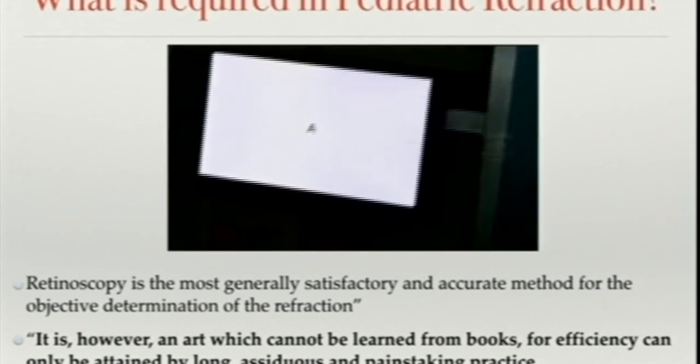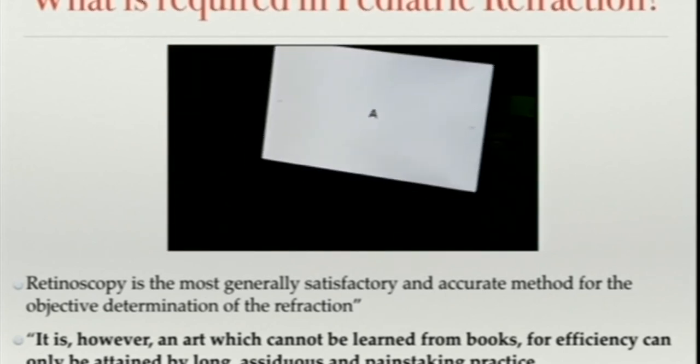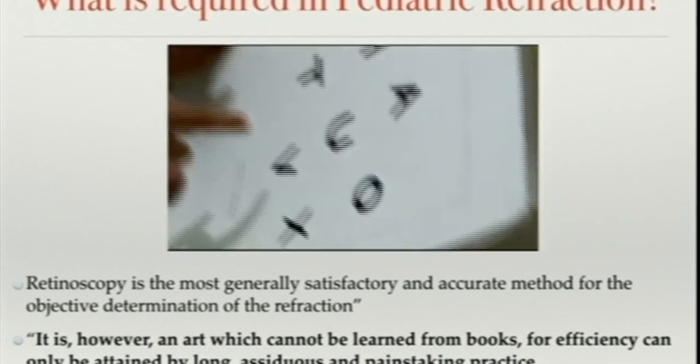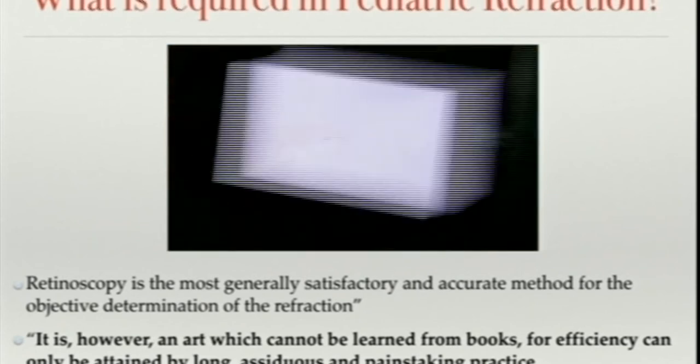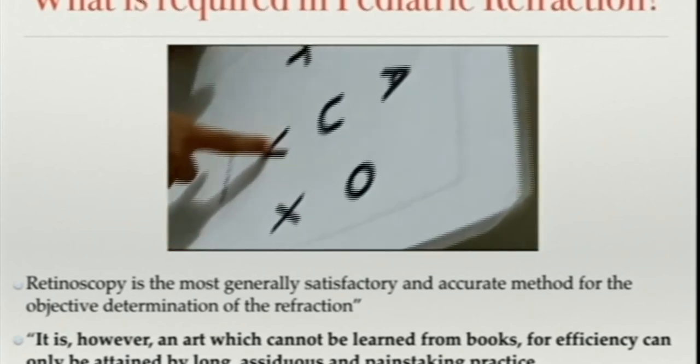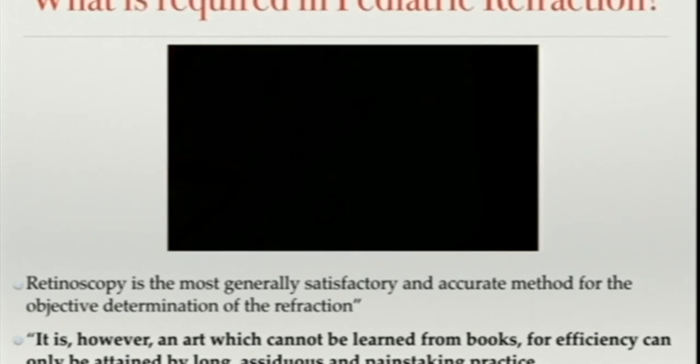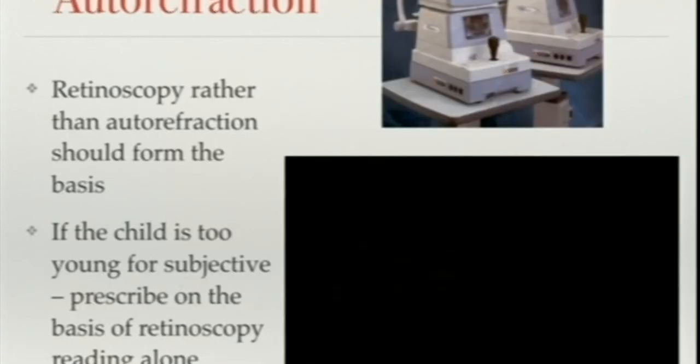Retinoscopy is done, and if you are able to get a subjective, this is a matching HOTV card. You can see that the child is looking at the distance and the child is pre-verbal, so the child doesn't know what it is but can point out to you, and you can get an estimate of the visual acuity.